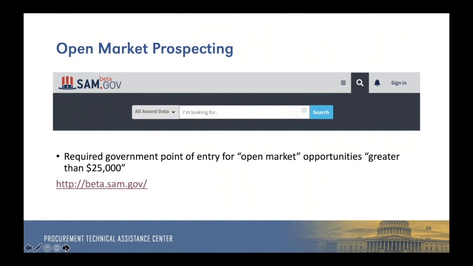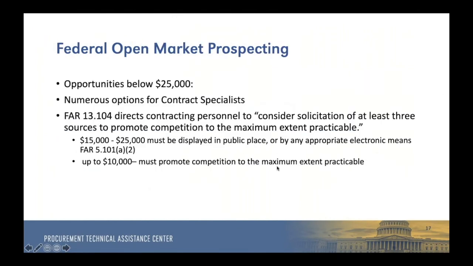And we have 10 minutes left, so we're going to go ahead. One more thing to mention about Beta SAM is that opportunities over $25,000 are posted on betasam.gov. Everything under is not necessarily posted. It's not mandated. Some agencies post everything, no matter the threshold. The majority of the agencies don't post anything below $25,000.